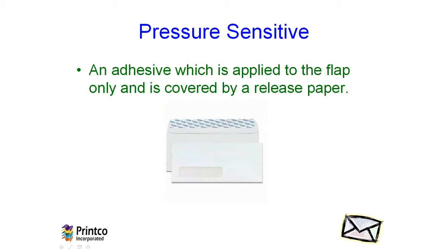On the pressure-sensitive glue, when the release paper is removed, the adhesive is activated. By using this adhesive, you will still have a strip of paper to toss away.